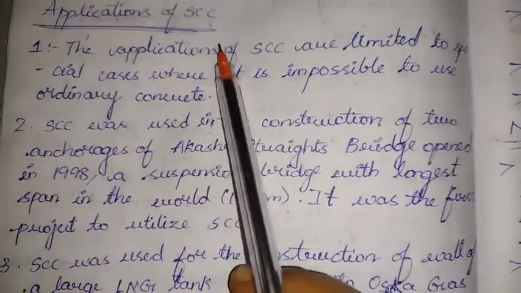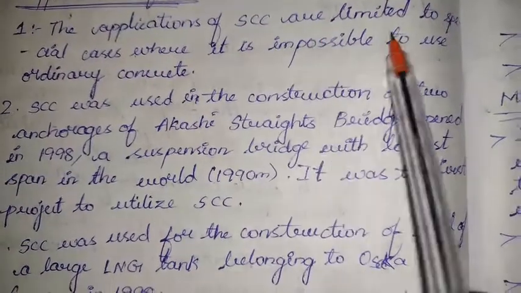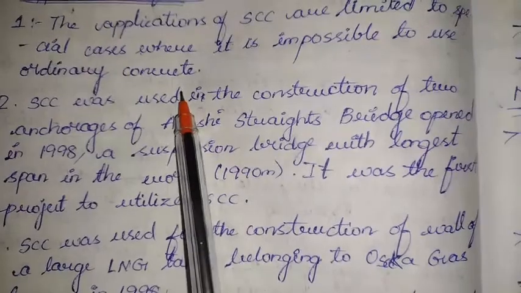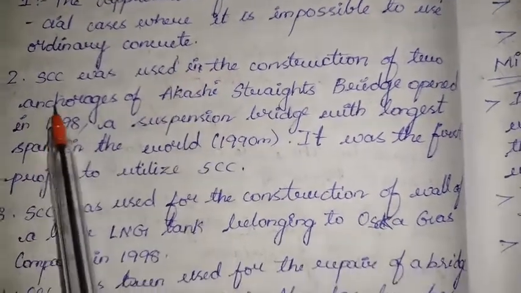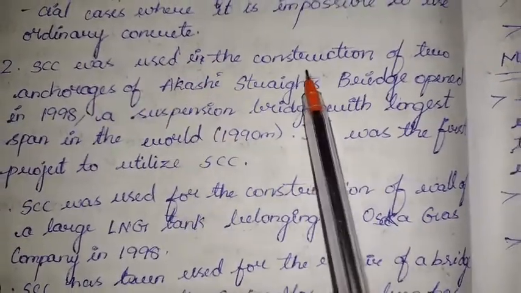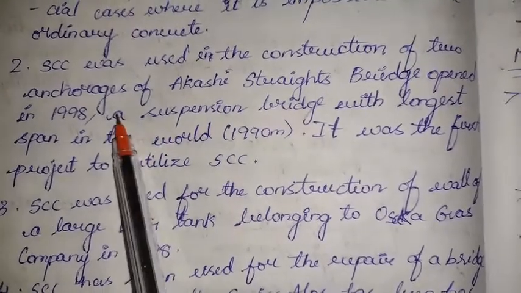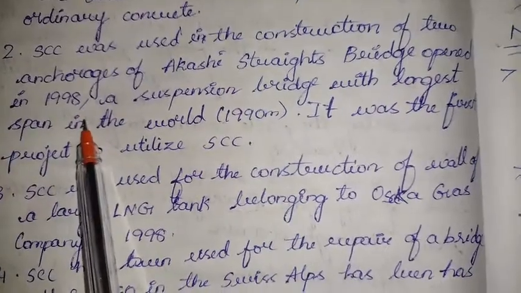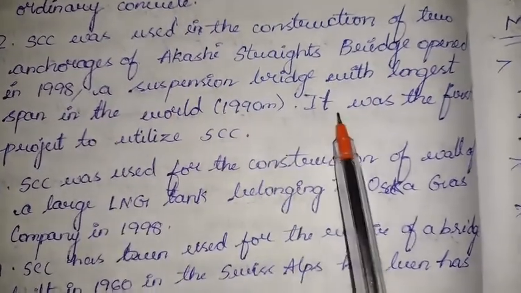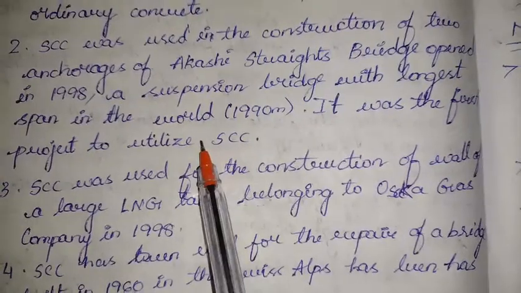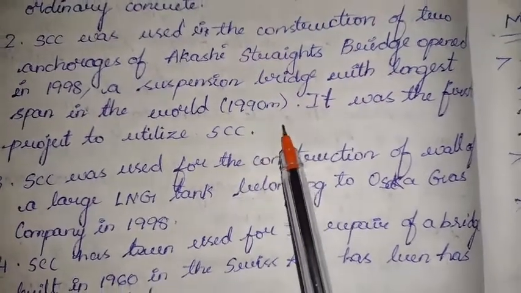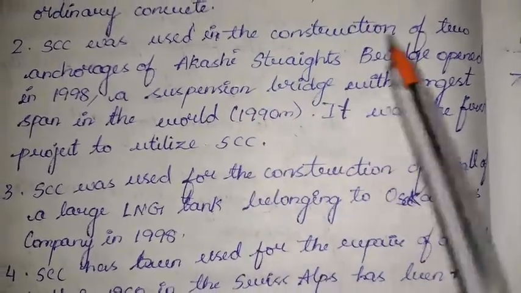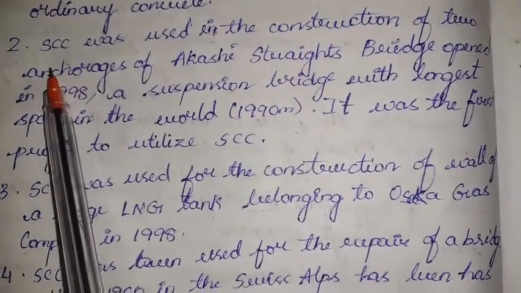Coming to the applications of SCC, the applications are limited to special cases where it is impossible to use ordinary concrete. Self-compacting concrete was used in the construction of two anchorages of the Akashi Straits Bridge, opened in 1998, a suspension bridge with the longest span in the world, 1990 meters. Because we cannot go for normal concrete, we are using self-compacting concrete.